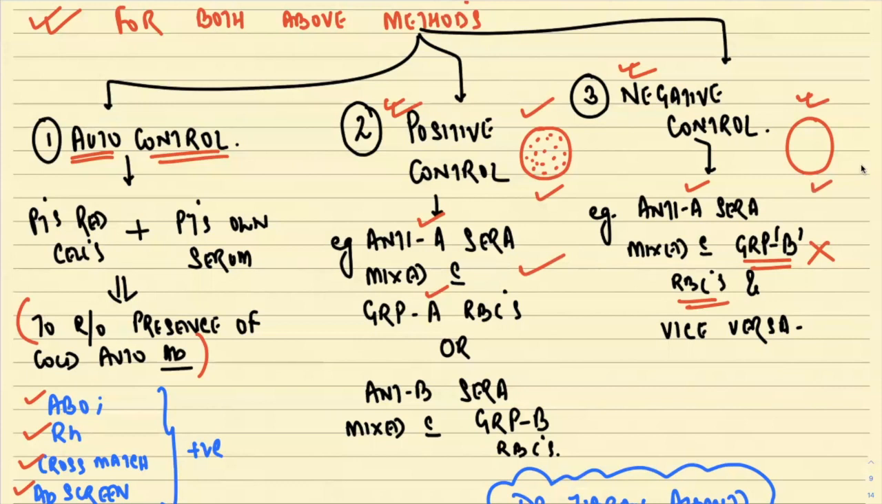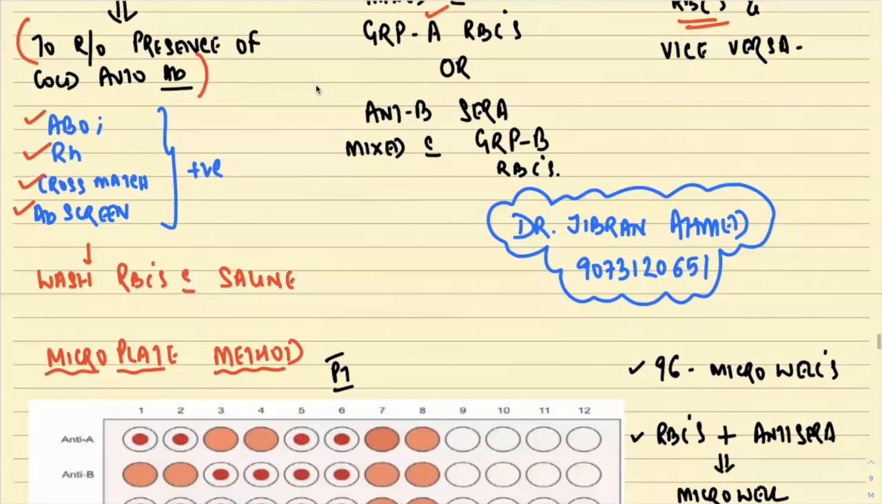If you get a result like this, that means it is negative. And the auto control should also not show anything. This is how the auto control should look. So, three types of control we use while performing blood grouping. Important exam question. You should be able to answer.